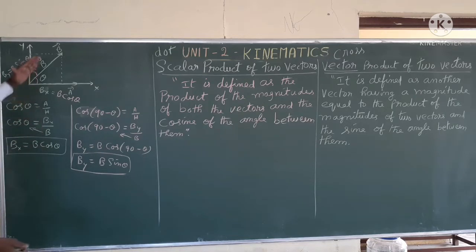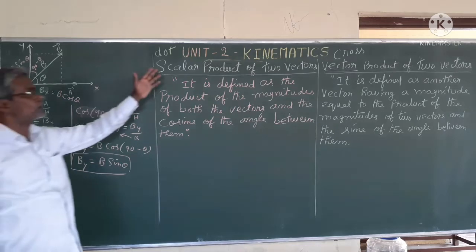Now this d vector has two components. One is the horizontal component, the other one is the vertical component. The horizontal component is d cos theta, the vertical component is d sin theta.